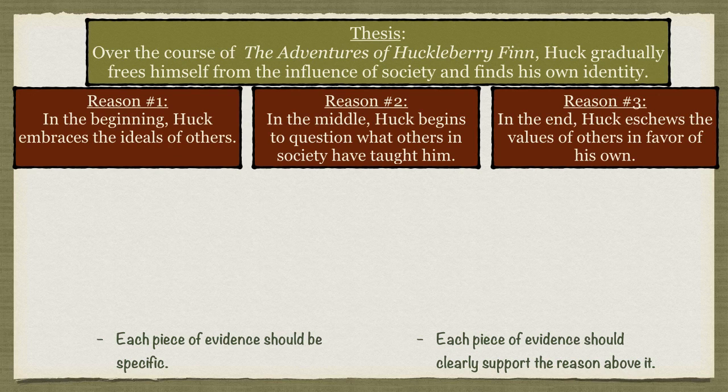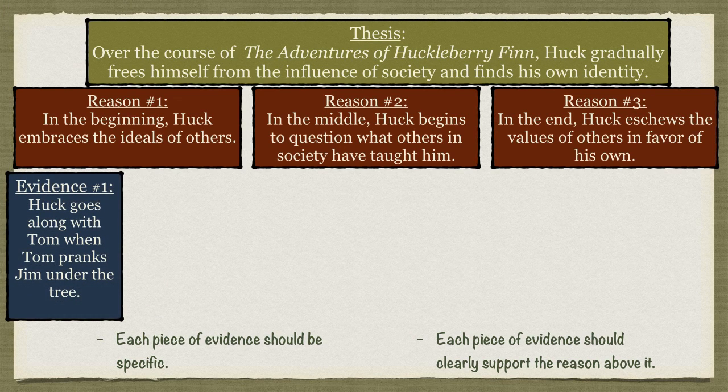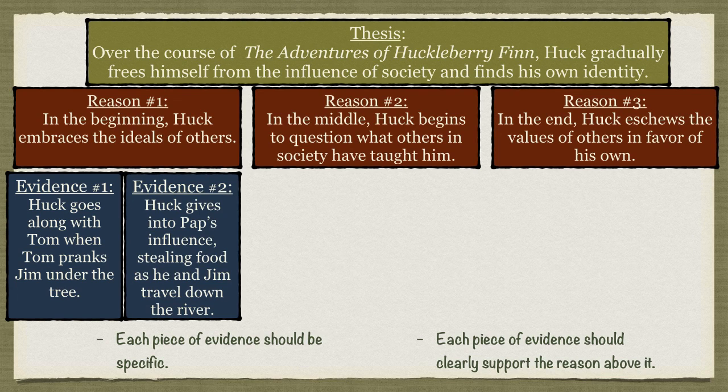In the beginning, Huck embraces the ideals of others. So all I need to do is find 2 specific pieces of evidence or 2 specific moments that prove that in the beginning Huck embraces the ideals of others. Well, having read the book, I can come up with 2 pretty easily. 1, Huck goes along with Tom when Tom pranks Jim under the tree, and 2, Huck gives in to Pap's influence, stealing food as he and Jim travel down the river. So you can see there I came up with 2 specifics that each support the reason above it.